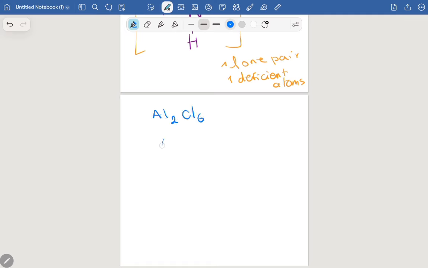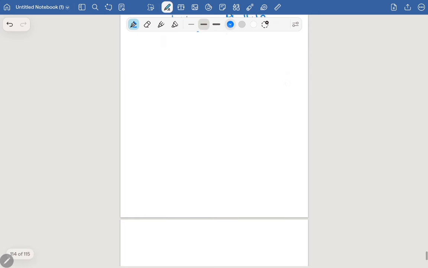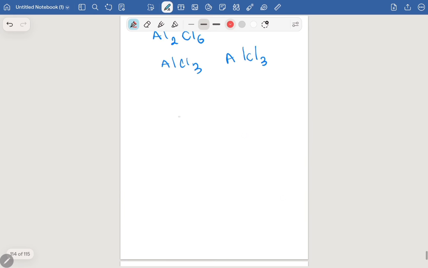Al2Cl6. It looks a bit complicated, so let's separate it into AlCl3 and AlCl3, right? We will draw 2 times AlCl3. So we have AlCl3, and then we also have AlCl3. Now you may be wondering why I drew it this way. Very simply, it is for the dative bond, the coordinate bond, in order for it to function. I'm going to leave you to do the Lewis structure, but it's supposed to look something like this, right?